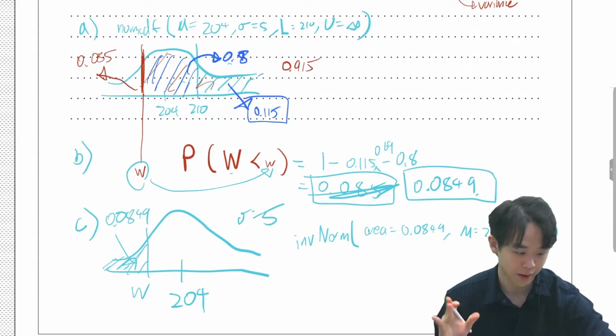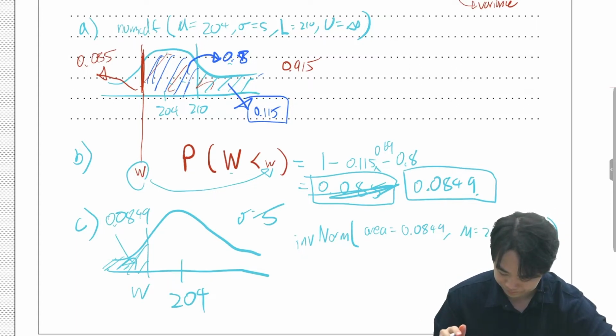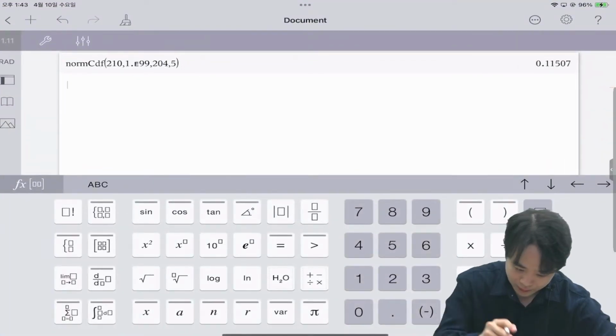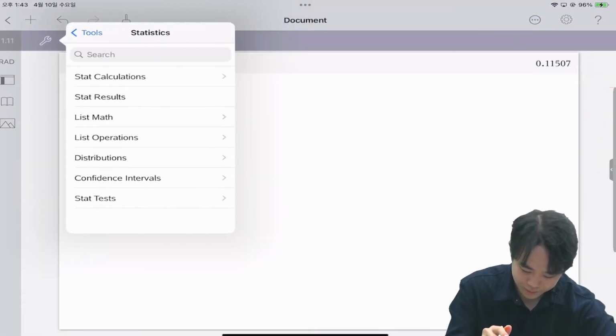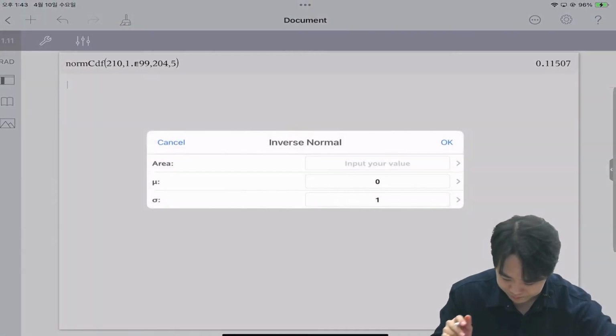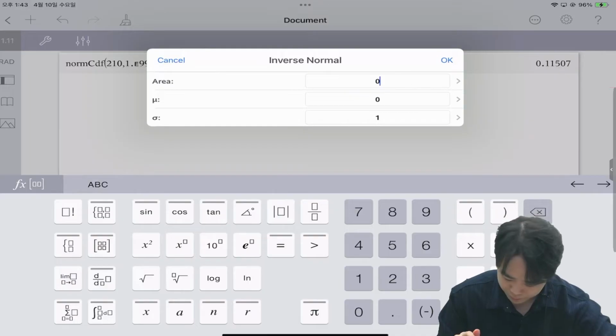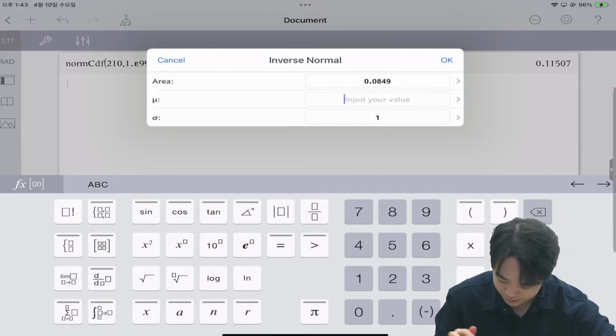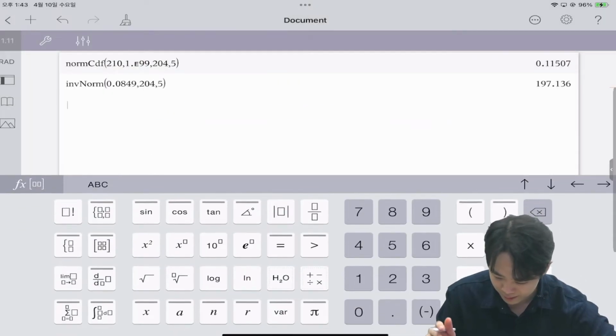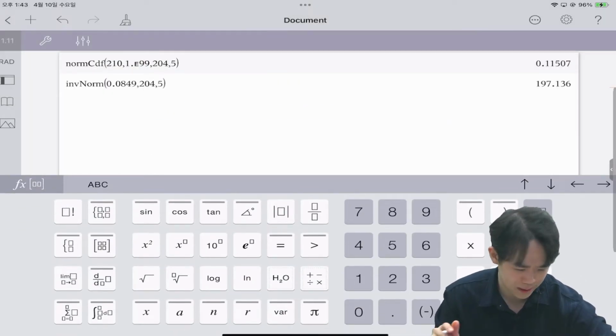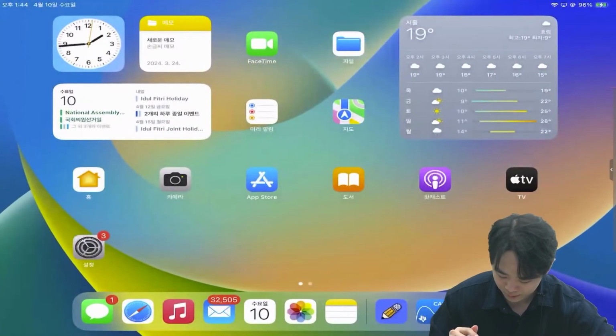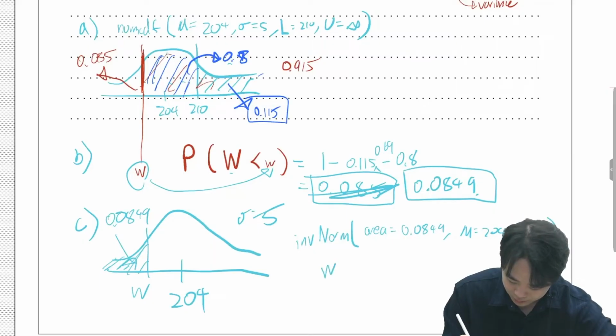Okay, so let's head over to our calculator to see what that is. So I'm going to go to normal distribution from stats, and I'm going to go to distributions, inverse norm. My area is 0.0849, my mean is 204, my standard deviation is 5, right? That's what I get. Then I'm told this is going to be 197.136. So W is 197.136, which is roughly 197 grams.